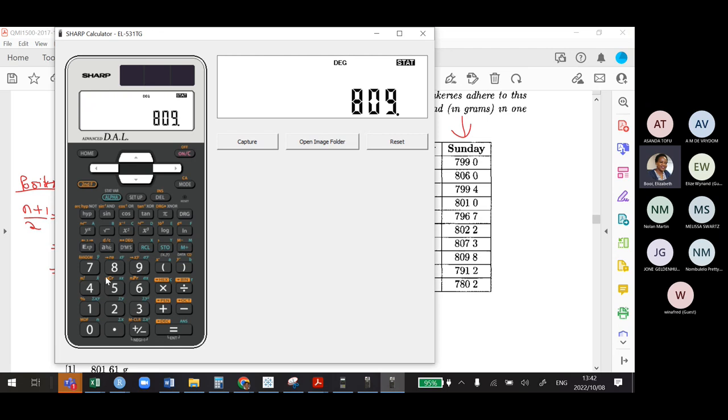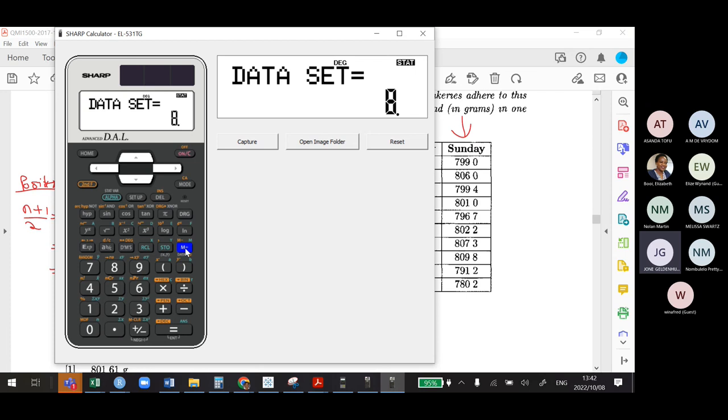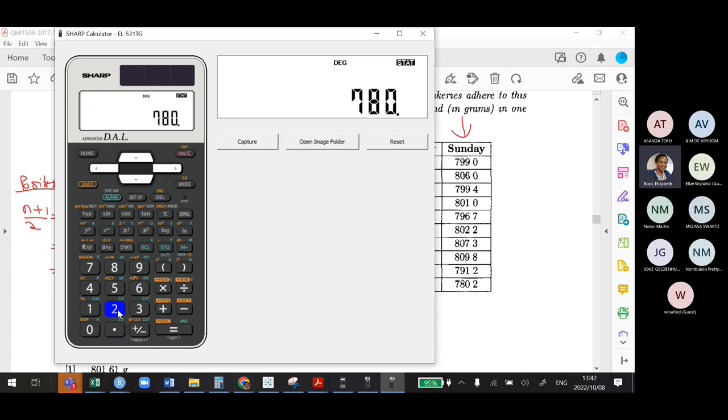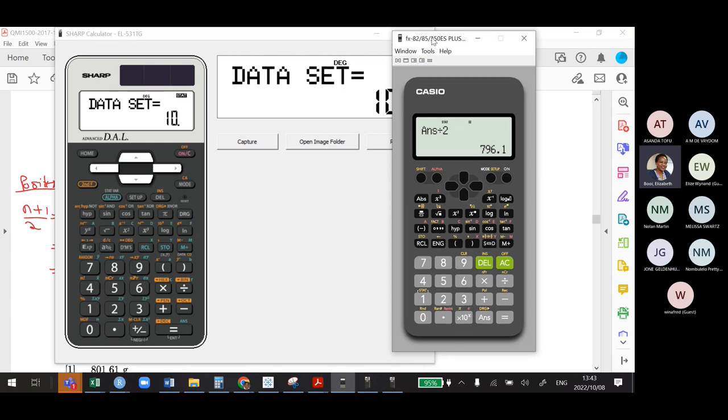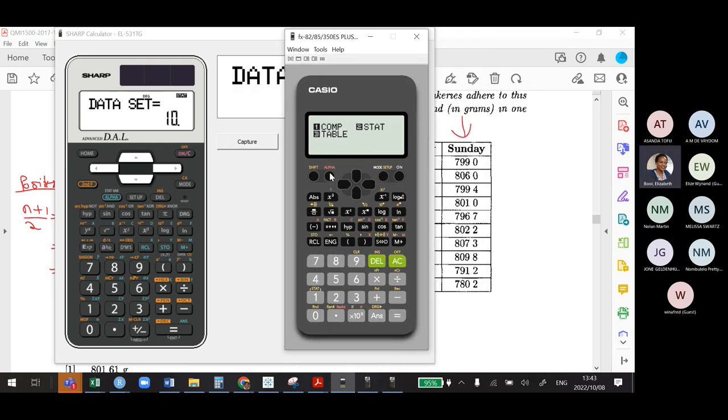809.7, 8.2. 7, 8, 2. Okay. I have all the data captured. I'll wait for you. I'll also go ahead and capture on the Casio calculator. So because on the Casio, it's very difficult. I'm just going to go back to the original.